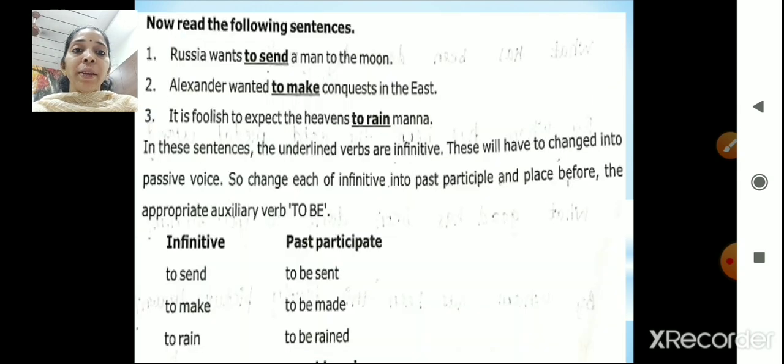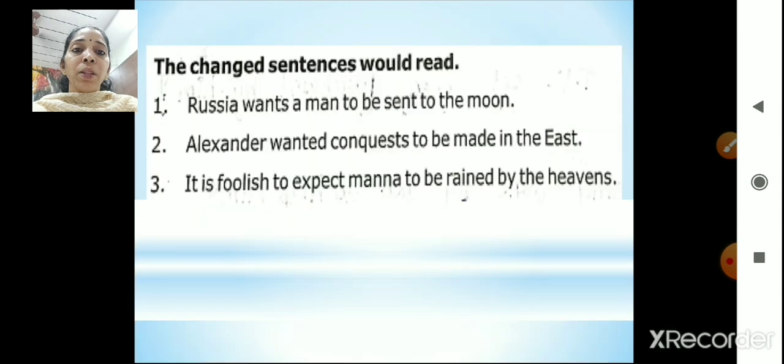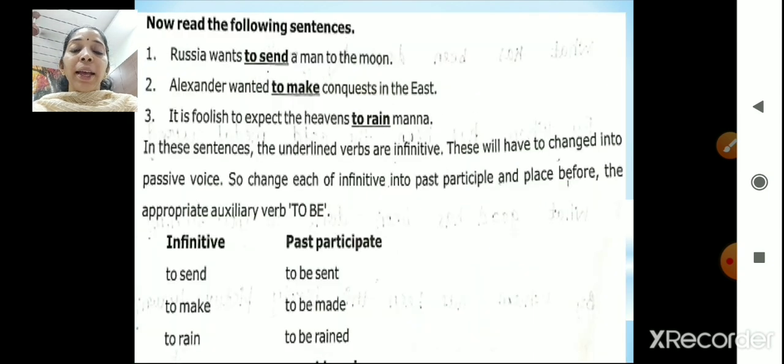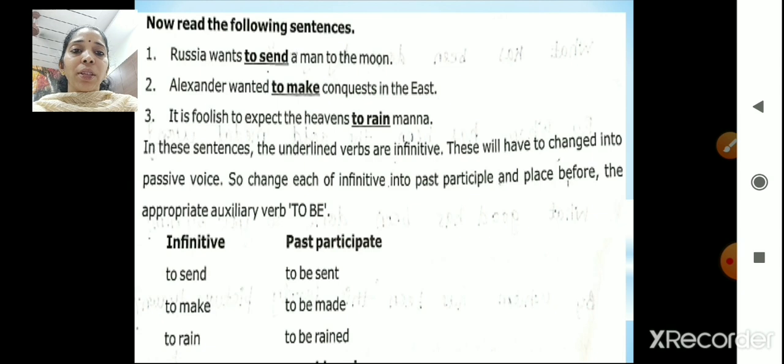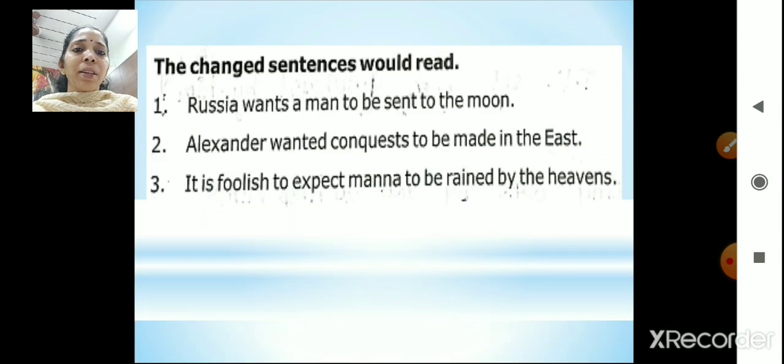Russia wants to send a man to the moon. Russia wants a man to be sent to the moon. Alexander wanted to make conquest in the east. Alexander wanted conquest to be made in the east. It is foolish to expect the heavens to rain manna. It is foolish to expect manna to be rained by the heavens.